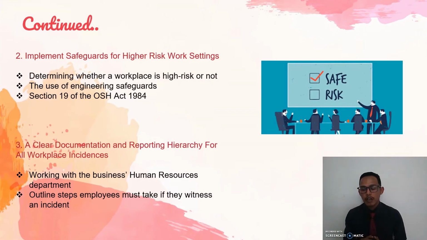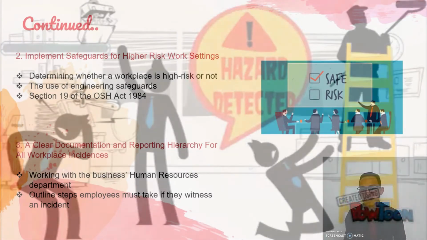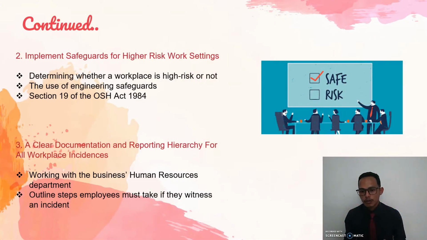Next, implementing safeguards for higher risk work settings is an action taken in preserving employee safety and health. It involves deciding whether a workplace is high risk or safe. Preventive and safety steps should be introduced to remove risk at the source of the risks.